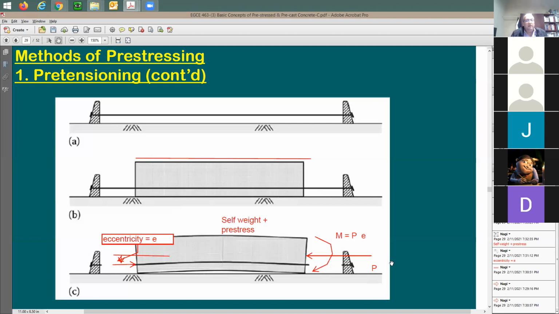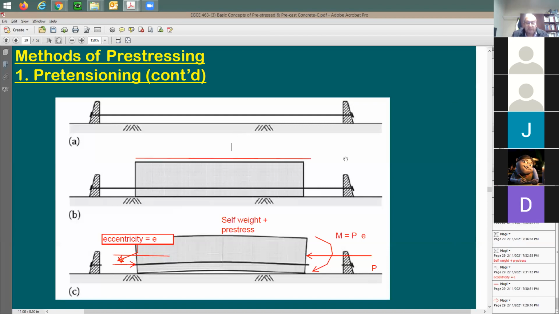Professor, so that 10 to 15%, that's taking into account all the losses? Yeah, all the losses. Oh, okay. Yeah, and there are lots of studies and analysis of these losses, and I'm going to show you at a certain point what the code says about it. So I'm going to have an initial pre-stress force, and then eventually I'm going to have an effective pre-stress force. Does it make sense?